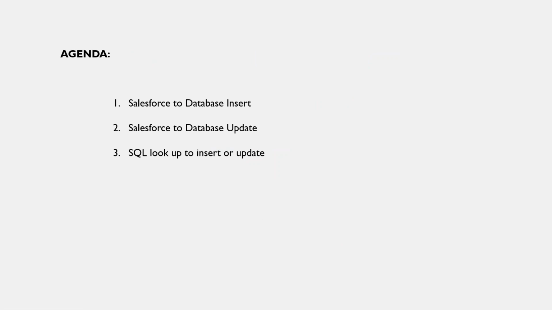So in today's session, we'll see how to integrate two end applications, one cloud application and one local application. We'll integrate data between Salesforce accounts object data and load it into a database table. We'll see Salesforce to database insert, Salesforce to database update, and SQL lookup to insert or update. So if the record is already present, it should go and update the data. If the data is not present, it should go and insert it. Right? So let's get started.